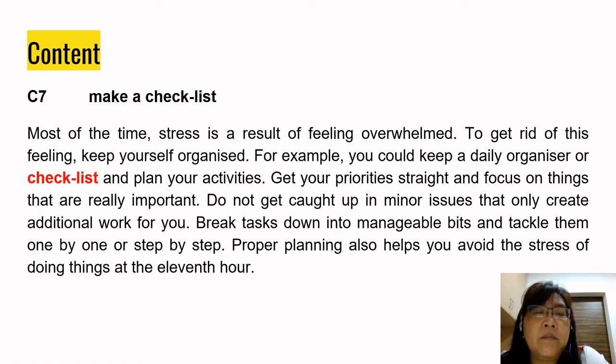Content 7. Make a checklist. Most of the time, stress is a result of feeling overwhelmed. To get rid of this feeling, keep yourself organized. For example, you can keep a daily organizer or checklist and plan your activities. Get your priorities straight and focus on things that are really important. Do not get caught up in minor issues that only create additional work for you. Break tasks down into manageable bits and tackle them one by one or step by step. Proper planning also helps you avoid the stress of doing things at the 11th hour.